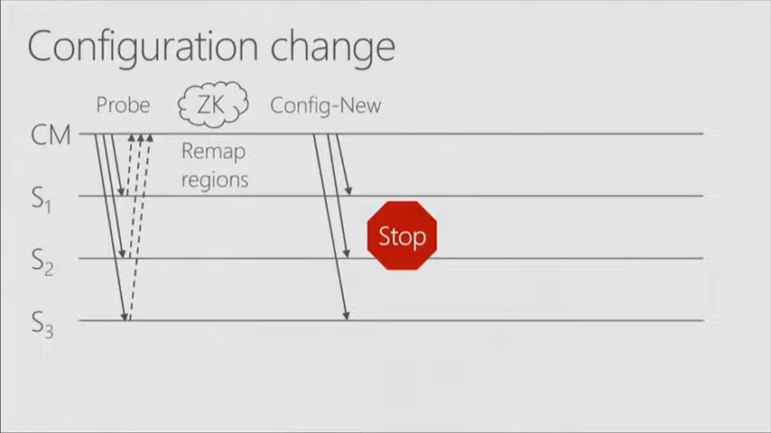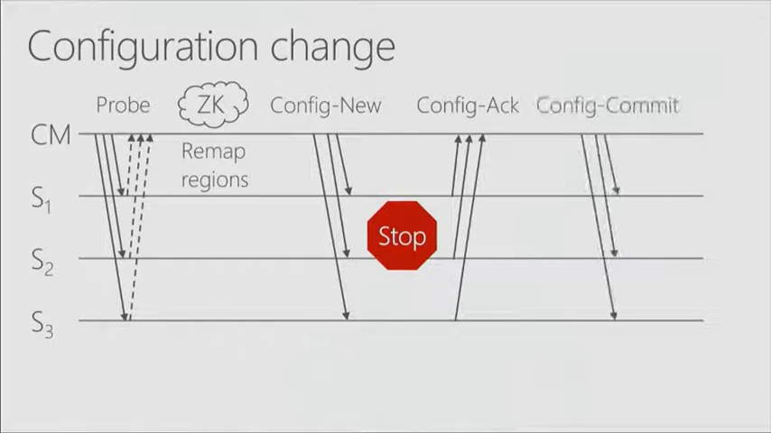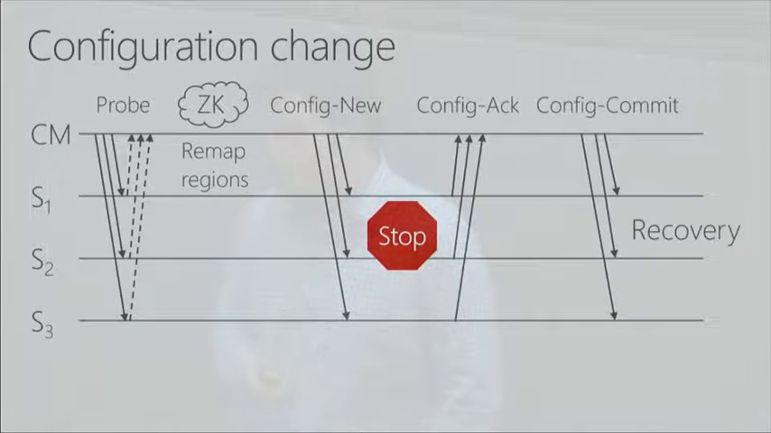And at this point, after receiving this message, every server stops processing the regions that have been impacted by the configuration change. The processing for all the other regions basically keeps happening as usual. Then the servers send a config ACK message back to the configuration manager, and after receiving all config ACKs, the CM is going to send config commit messages to all servers in the new configuration. And at this point, we start recovery.